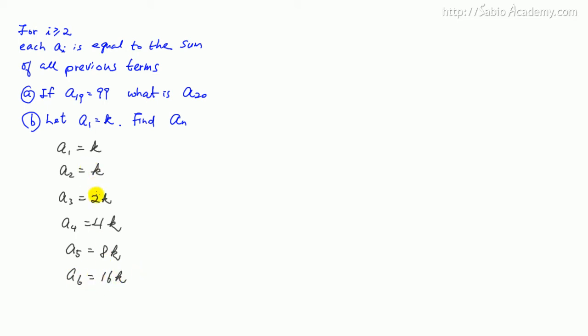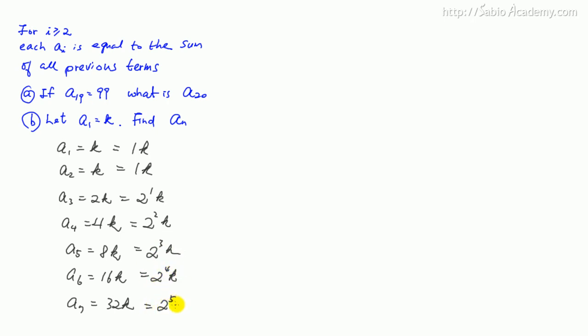And you're noticing something. These numbers smell something. So let me rewrite this then. This is 1k. This is 2k. I will write as 2 to the 1 k. You may wonder why. Because I felt like it. 2 to the 2 k. So 2 to the 3 k. This 2 to the 4 k. And 2 to the 5 k. You got to recognize these powers of 2. And you realize it's this.